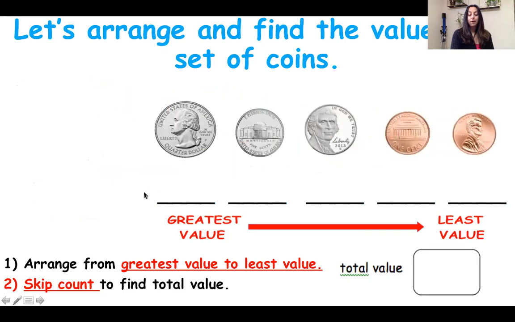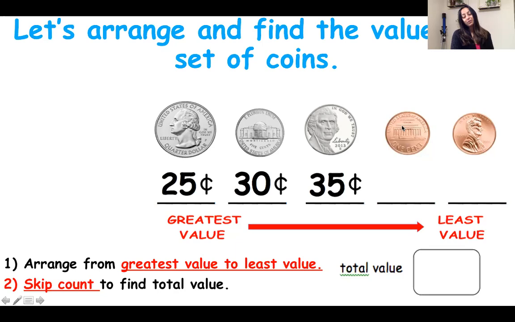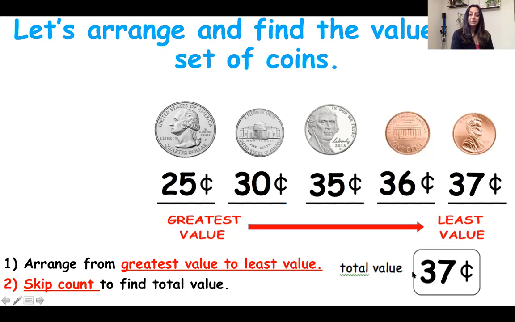Now it's time to skip count. I'll start with 25 because we have a quarter. So 25 cents. Now the coin changes to a nickel. So now we're skipping to counting by 5s, starting at 25. 25 cents, 30 cents, 35 cents. Then I notice the coin switches again to pennies. So now I have to skip count by 1s, starting at 35. So 35 cents, 36 cents, 37 cents. The total value of this coin collection is 37 cents.